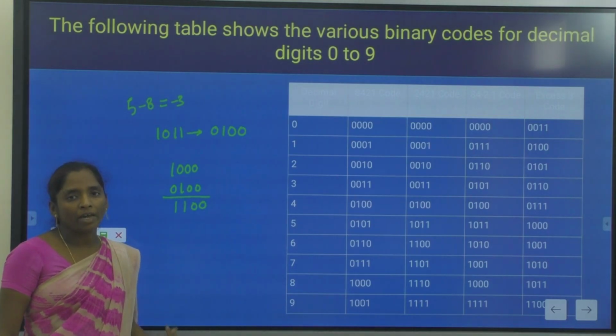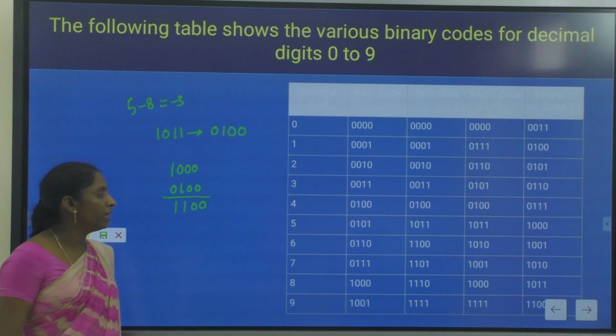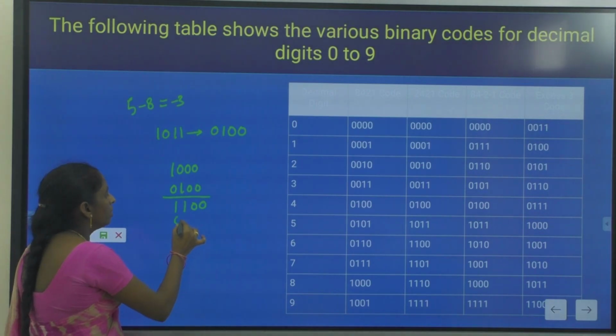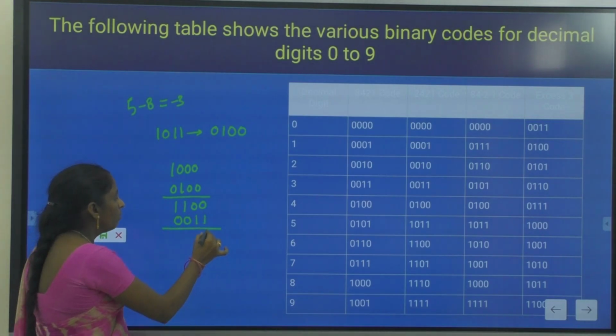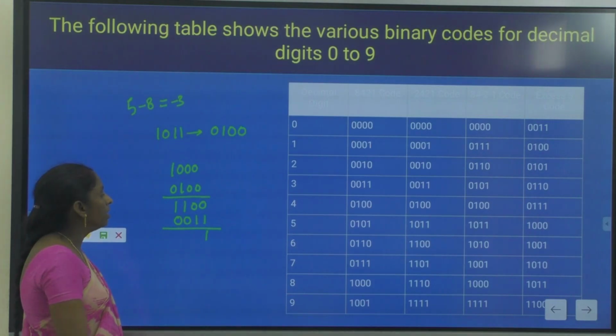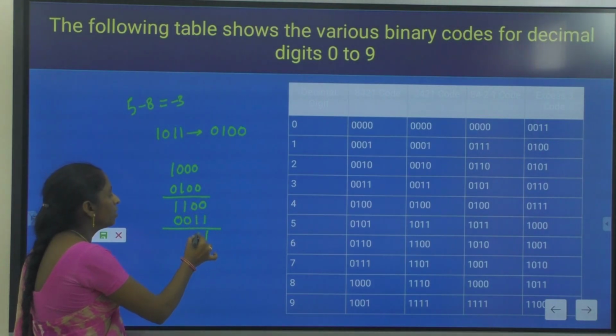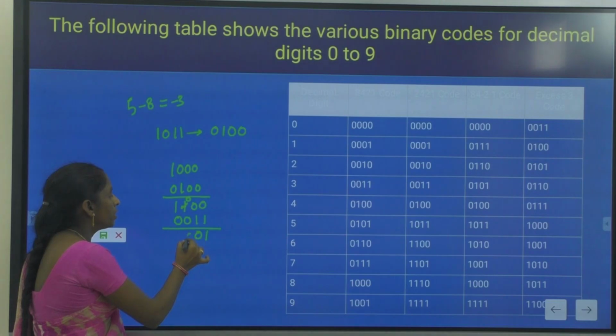Okay. Now here we are getting no carry, so the result is negative. So we should subtract 3 from the result. 0011. 0 minus 1, 1 with borrow 1. Here 1 minus 1, 0. This will become 0. 0 minus 0, 0. 1 minus 0, 1.